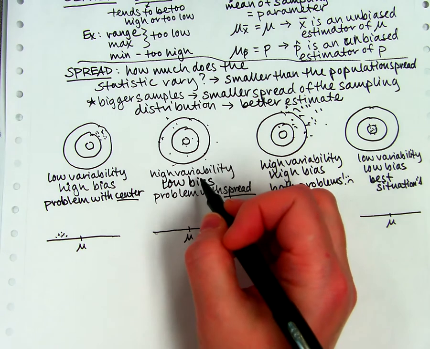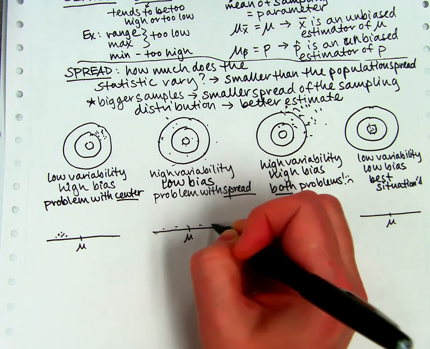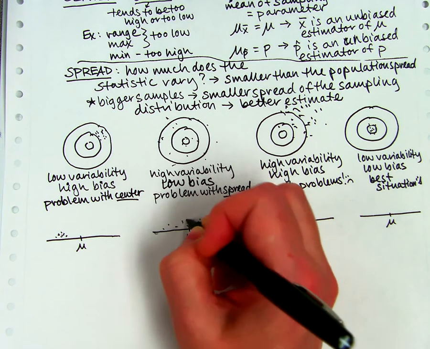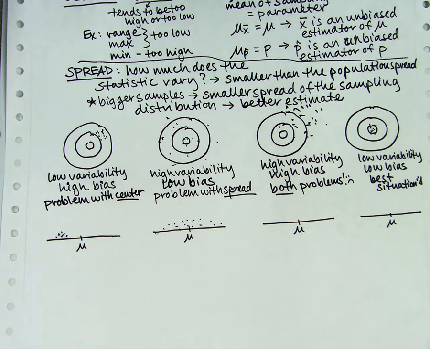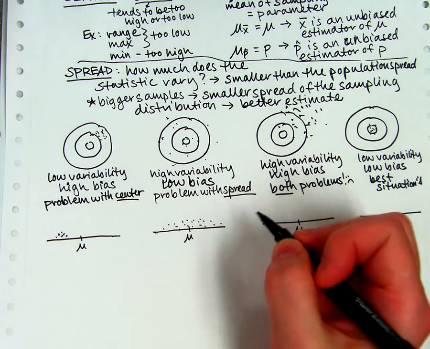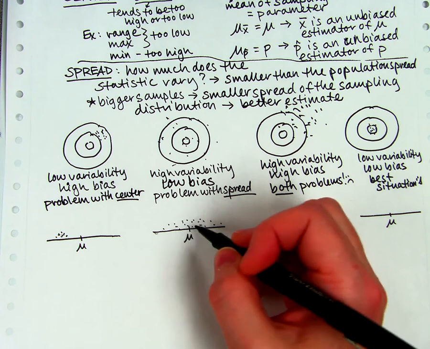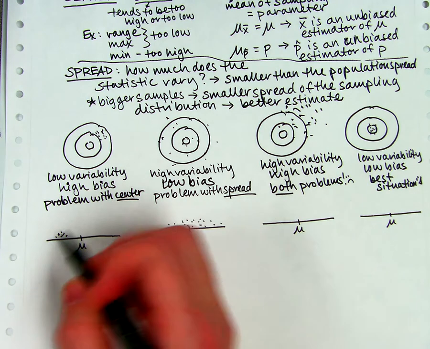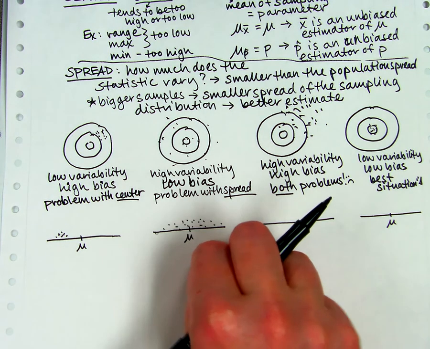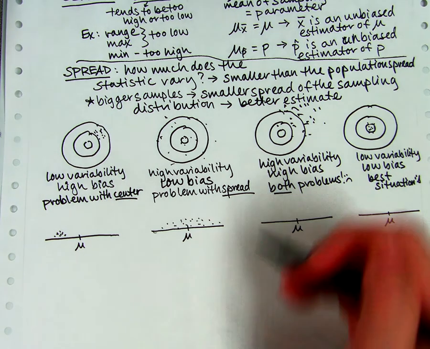High variability, low bias. What that looks like is all spread out, but also centered around the mean. And this is something we can do something about, which we will learn later in the chapter. Both of these are problems we can work on fixing, and I'll show you how as we go through the chapter.